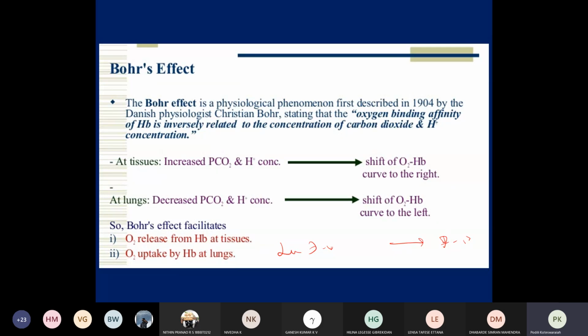So when hemoglobin moves from the lungs to the tissues and there is a change in the pH, this reduced pH in turn decreases the hemoglobin affinity for oxygen. As a result, the hemoglobin has to unload its bound oxygen. So this phenomenon is known as the Bohr effect.